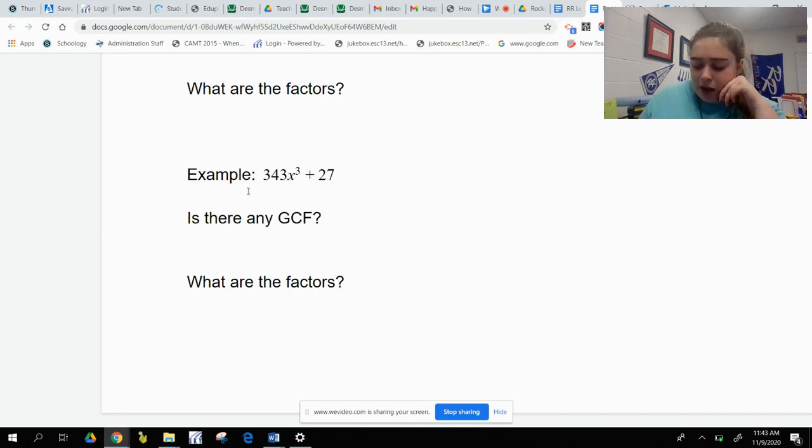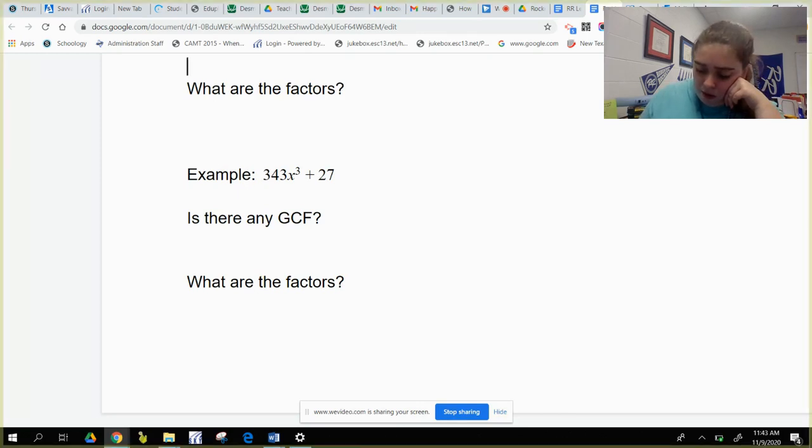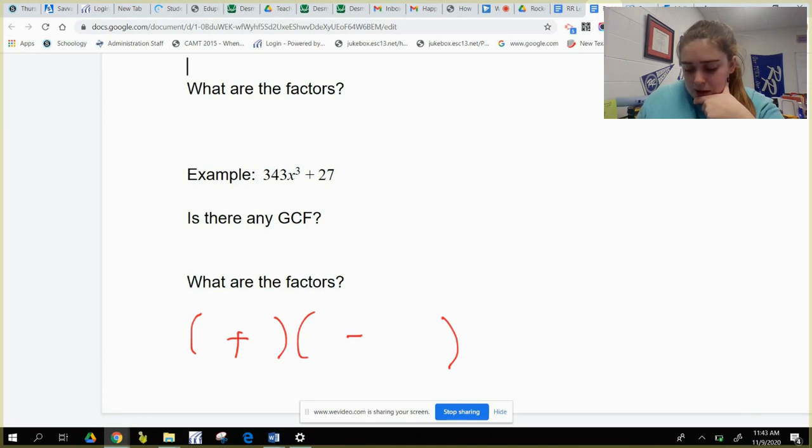Okay, so we're going to follow that same model as before. So first we're going to have our binomial listed and then our trinomial. And remember, for sum of cubes, we're going to start off with a plus in the binomial and then a minus, then a plus in the trinomial. Okay, so we're going to take the cubed root of both of those terms for the two terms in the binomial. So the cubed root of 343x cubed.